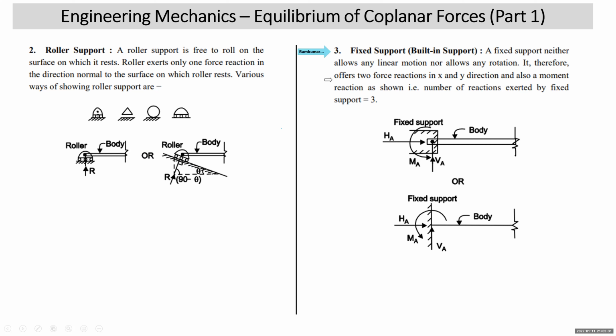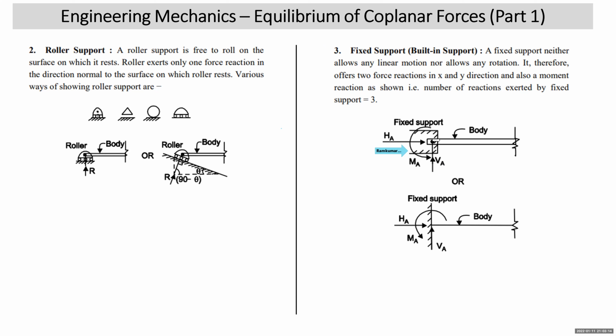Next, we come to fixed support or built-in support. This is the highest level of the support in coplanar forces. Fixed support means the body is fixed to the wall or to the system in such a way that the body is not allowed to rotate. Fixed support does not allow the body to rotate, and at the same time it does not allow the body to move in horizontal as well as in vertical direction. So fixed support will exert three reactions: one horizontal, one vertical, and third is in the form of movement, since rotation is also not allowed.